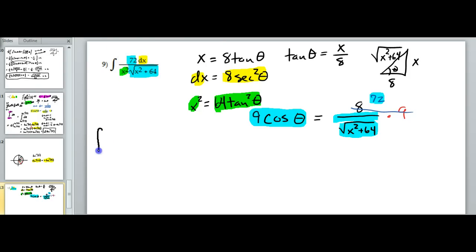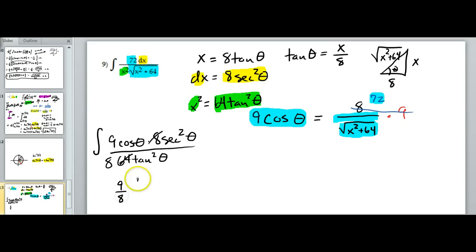Alright, so start substituting everything in. 72 over the square root of x squared plus 64, that's 9 cosine theta. Alright, dx is 8 secant squared theta. And then x squared on the bottom. X squared is 64 tangent squared theta. Alright, 8 will go into 64 8 times. So I'm going to pull that 9/8 out of my integration. A cosine and a secant, they're reciprocal, so I can multiply one of these cosines and one of these secants. Now I have a secant theta up top, d theta, and I've still got a tangent squared theta down below.